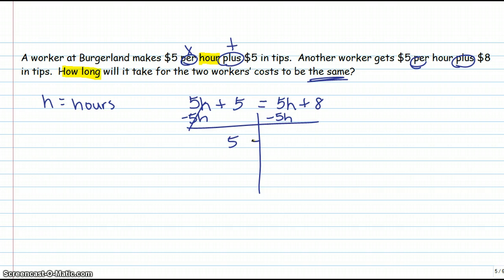You've got 5 equals, whoa, 5 equals 8? That's impossible. Anytime something's impossible, what it means is that there's never going to be a number that I can plug in for those hours that'll make these two workers have the same cost. So this means we have no real solution.